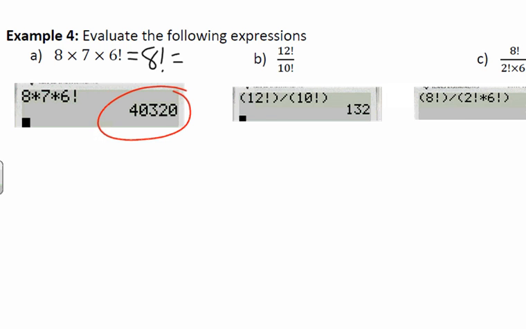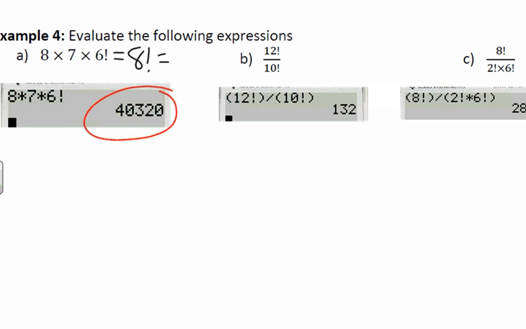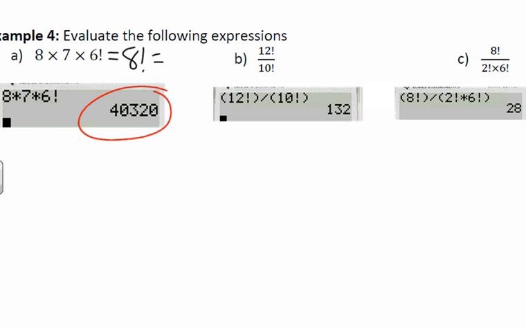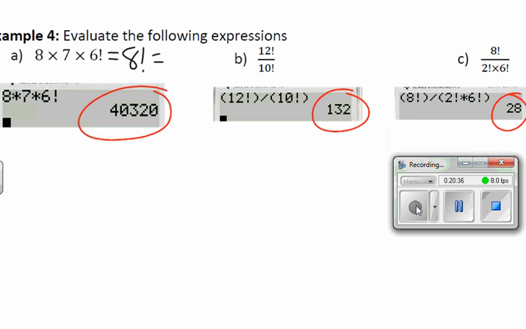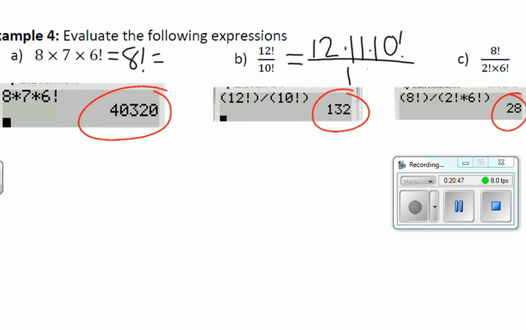So try B and C by yourself, okay? So if we have 12 factorial over 10 factorial, we can expand it out like this. And then from there, we can cancel things out, right? So what did you get? Did you guys get 132? Good? Yeah. And then for this one here, we can expand it out in a similar way.